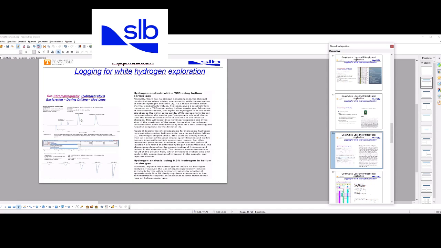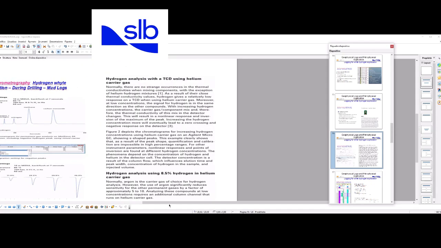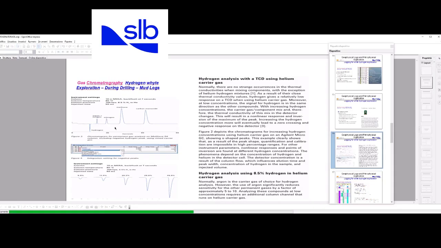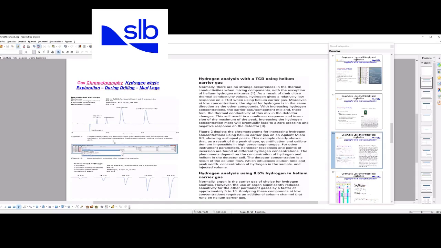This is a typical result of gas chromatography analysis. We have the instrument settings, column temperature, column pressure, and injection time, and we also have the chromatogram for permanent gas analysis on the Moldavian basin. We have different peaks that represent the presence of, for example, methane, argon, and hydrogen.